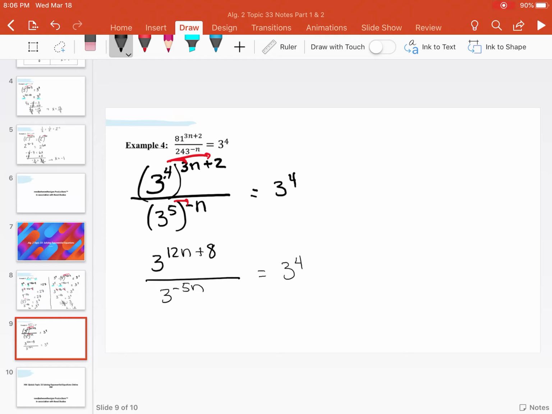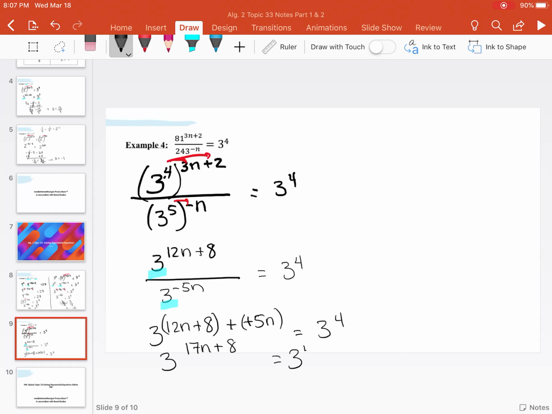Now here with exponents, when we have the same base and we're dividing, we're not going to add our exponents, but we're going to subtract. So we get our base of 3 to the 12n plus 8 minus our negative 5n equals 3 to the 4th. Now here we have a negative times negative, so they become positive. And we get 3 to the 12n plus 8 plus 5n gives us 17n plus 8 equals 3 to the 4th.